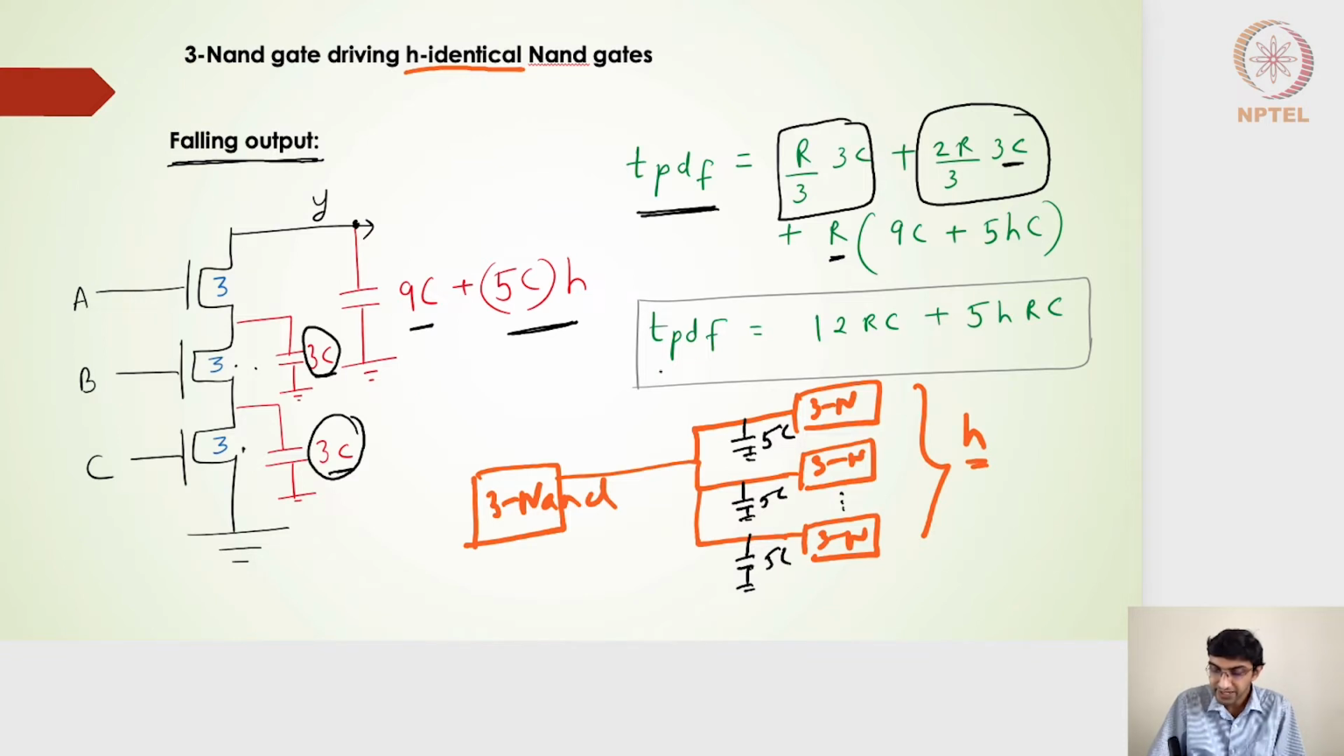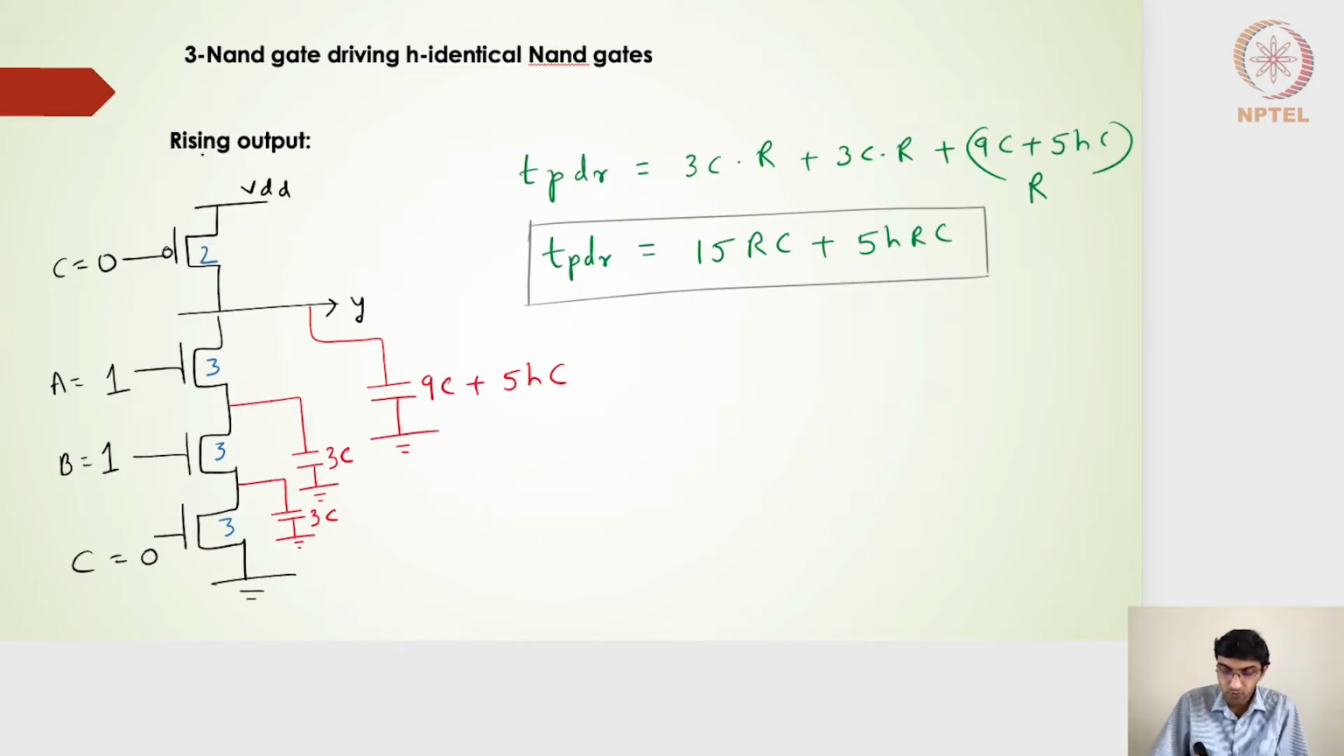So we get the propagation delay falling for a 3-input NAND gate driving H identical NAND gates: this is 9R, this is 1R, and this is 2R. Finally I get 12RC plus 5H RC. Earlier, when it was not connected to the H identical NAND gates, we got the propagation delay falling as 12RC. Now that it is connected to H 3-input NAND gates, each incorporates a capacitance of 5C, and that's why we have 5H into RC. Hope this is clear.